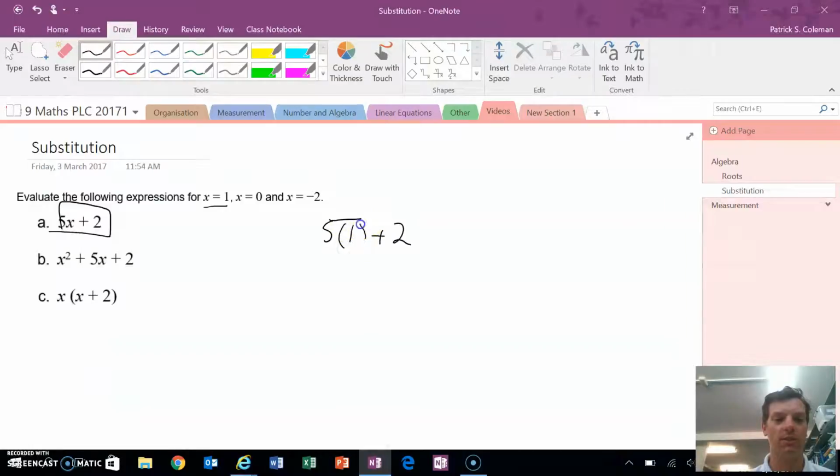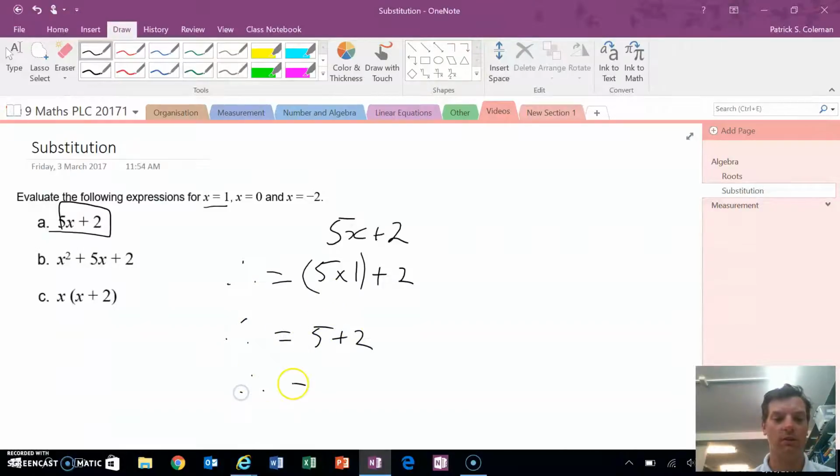Now in that situation it'd be in brackets, or it would be 5 times 1 plus the 2 there. So how do we go about writing that? We start with our expression 5x plus 2. We replace the x with the 1 in this particular example, remembering we need to do our brackets first. 5 times 1 is 5 plus 2, therefore this expression is equal to 7.